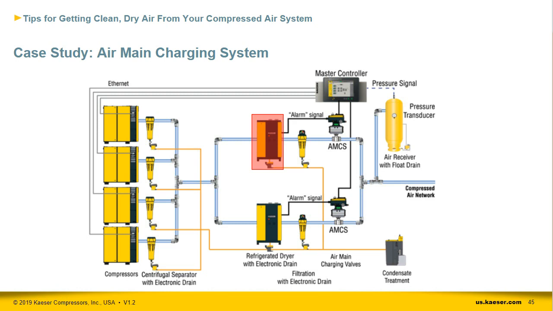But with an AMCS, the fault is communicated from the dryer to the valve via a hard wire, and the valve closes, preventing untreated air from making it downstream. The other air treatment train continues to provide air at the required quality, giving plant staff time to respond to the fault without any equipment damage or loss of production.